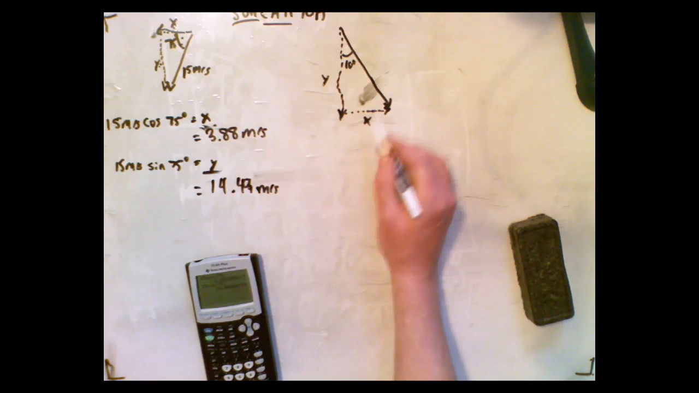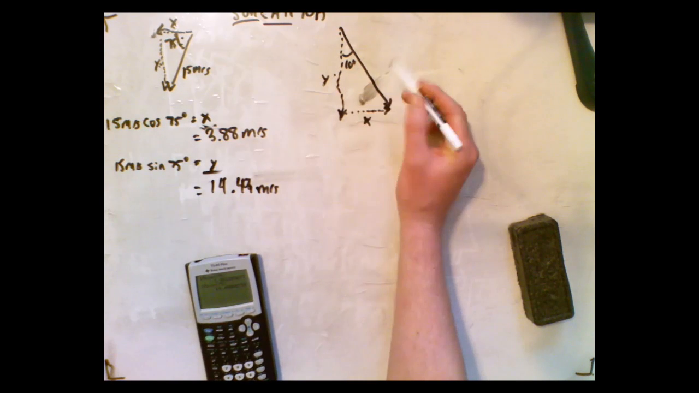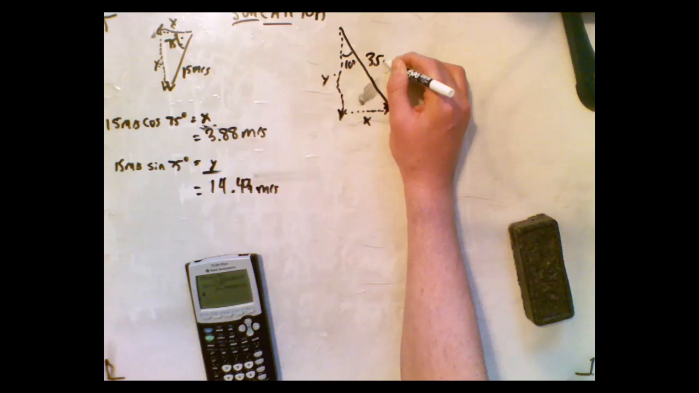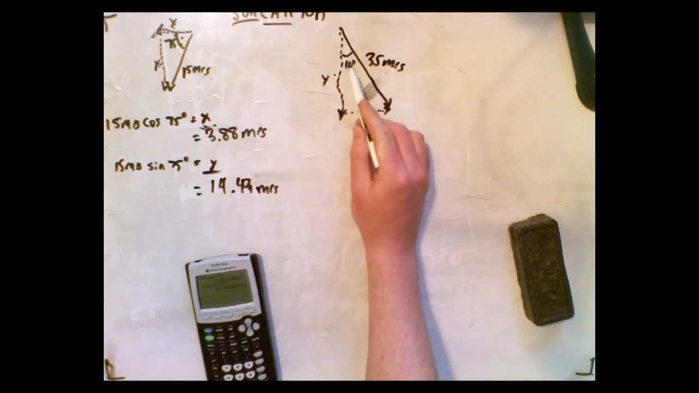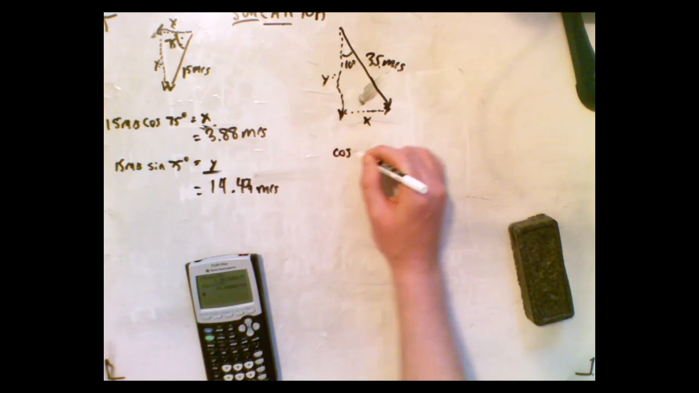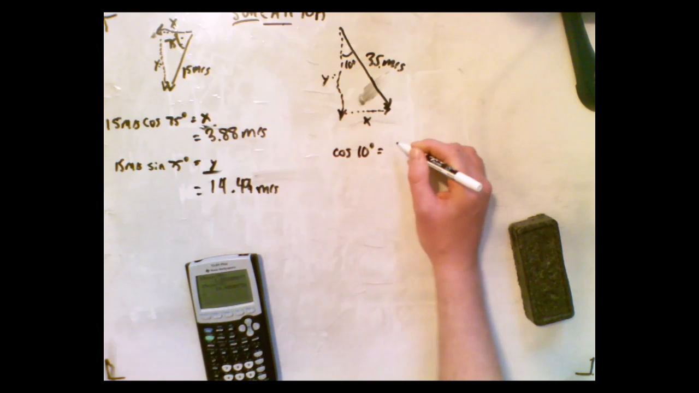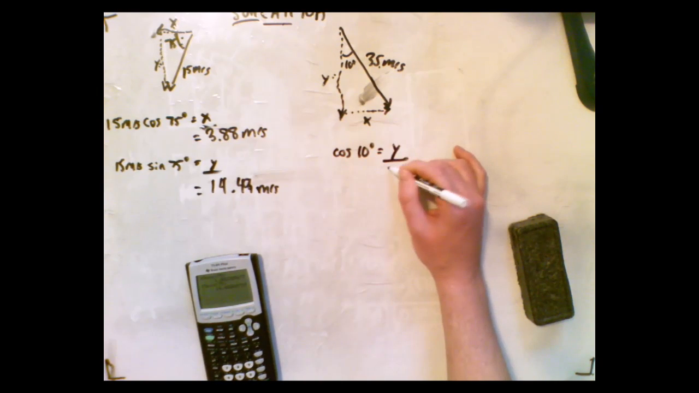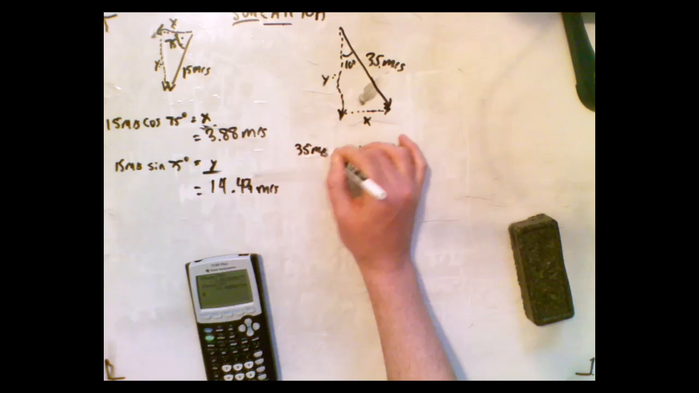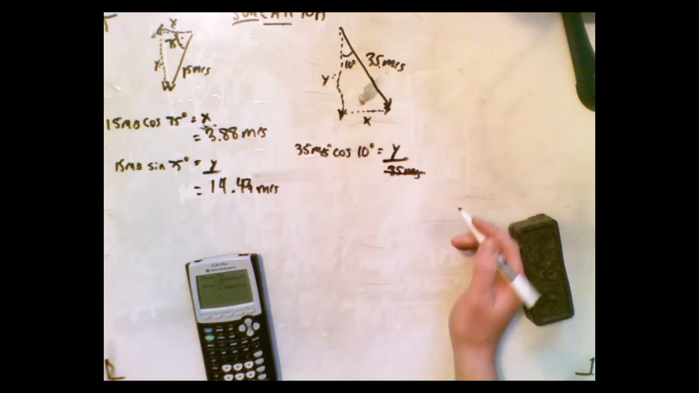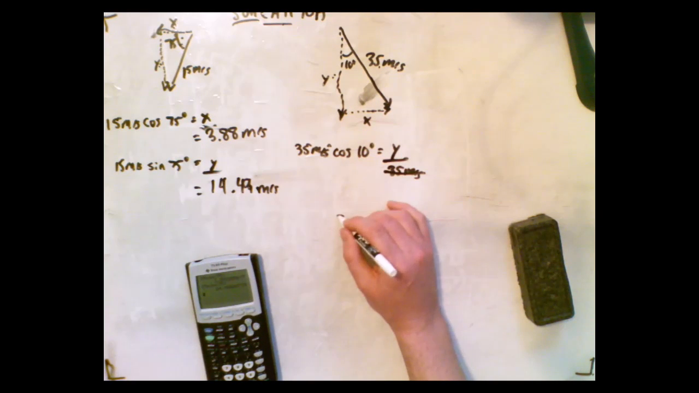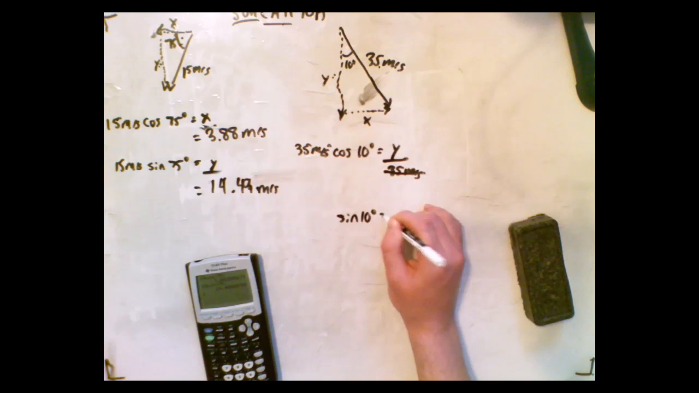Okay, with this one, we have adjacent. Oh, I forgot to fill in this side here. So this is 35 meters per second. So for y, we have adjacent and hypotenuse, which is cos. So cos of 10 degrees is equal to adjacent, which is our y, over 35 meters per second. So move that 35 meters per second up there. And for our x, it's going to be opposite over hypotenuse, which is sine of 10 degrees.